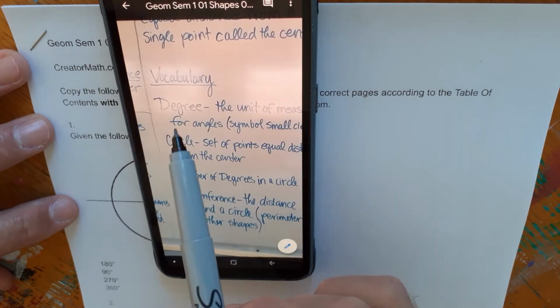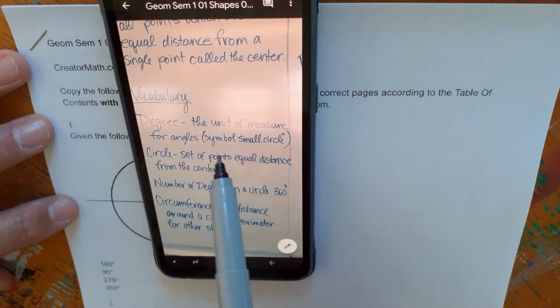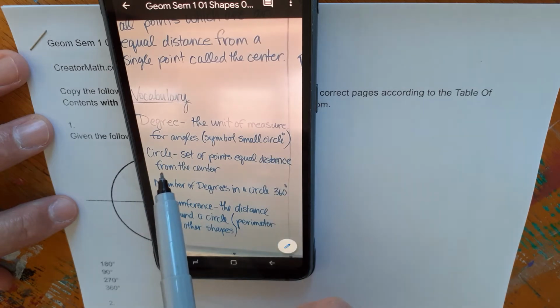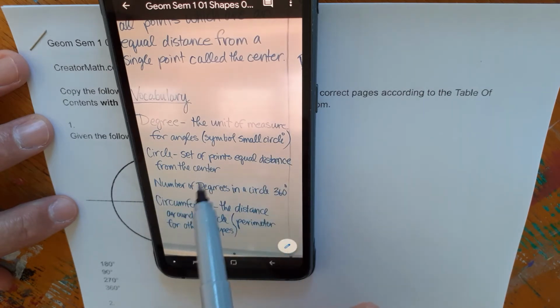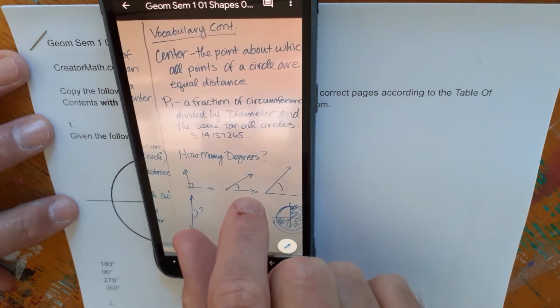Degree, the unit of measurement for angles. The symbol is the degree symbol, the small circle in the superscript position. Circle, set of points equidistant from the center. Number of degrees in a circle, 360. Circumference is the distance around a circle. We say perimeter for other shapes, but when we talk about a circle, we say circumference.